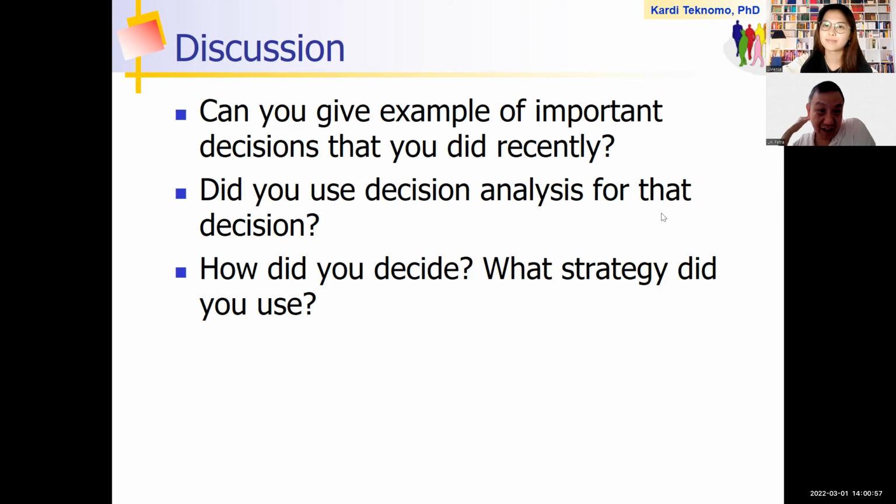Did you use decision analysis for that decision? If not, how do you decide? Yes, I think so, because at first I needed to choose the type, the series that I want to buy, because it has many choices with different features. So I need to consider it with my own need.